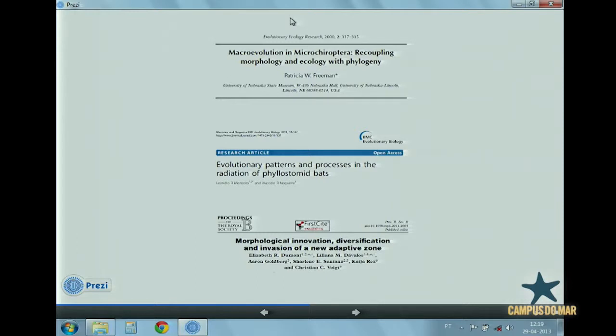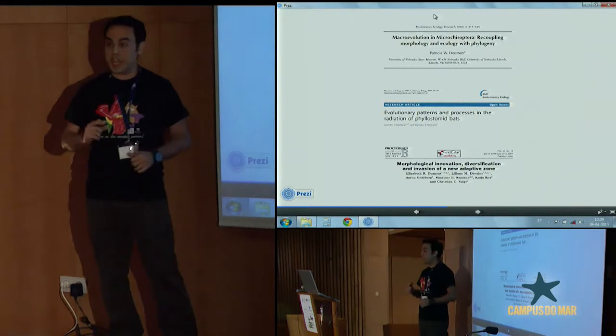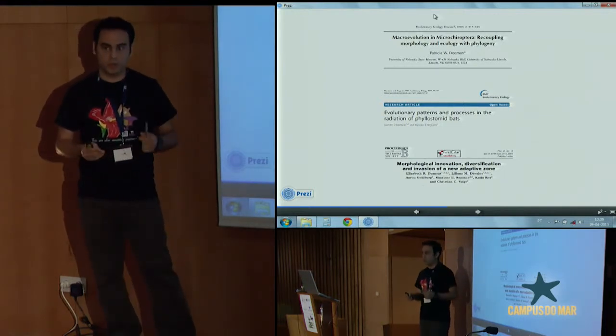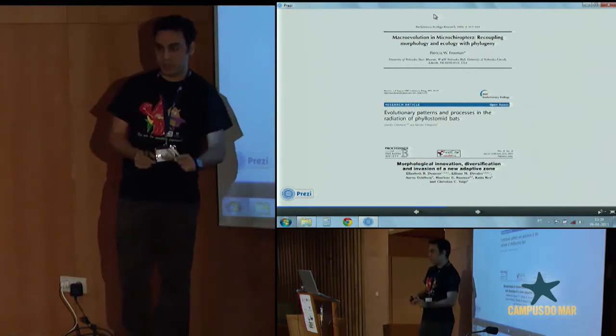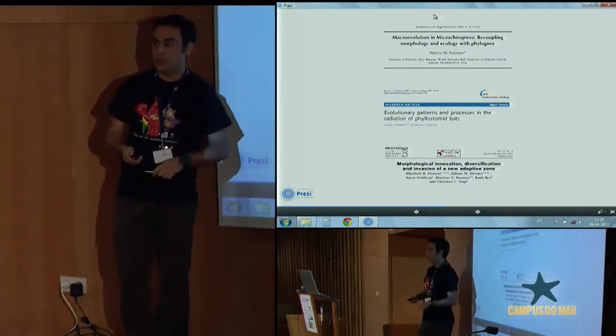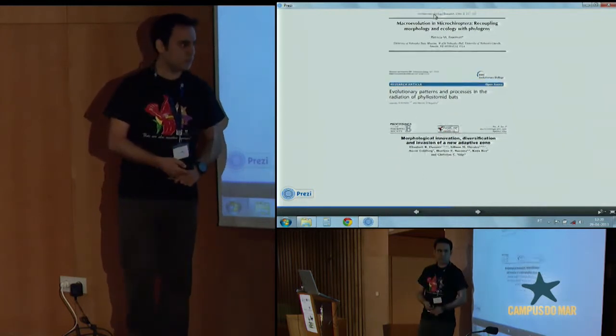More recently, Monteiro and Nogueira found that the evolution of the family was driven by shifts to other feeding habits from the ancestral insect feeding habit during the first 10 million years of the Miocene. And more recently, the team of Elizabeth Dumont found that the change in skull shape in a group of phyllostomid bats allowed the exploitation of fruits with a particular characteristic and was related to speciation rate.